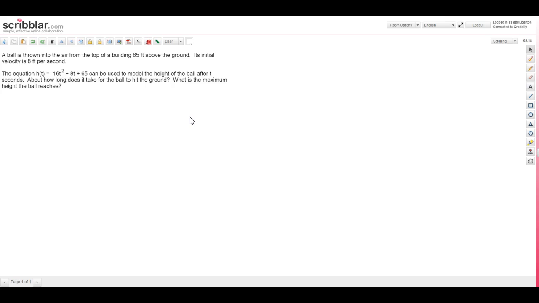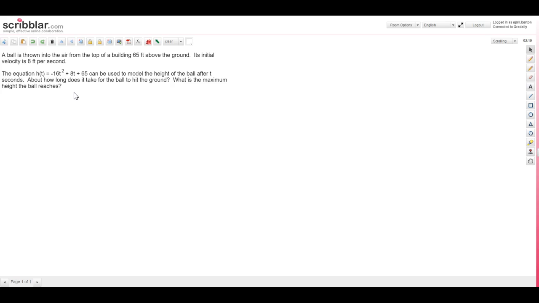So this question says a ball is thrown into the air from the top of a building 65 feet above the ground. Its initial velocity is 8 feet per second. The equation h of t equals negative 16t squared plus 8t plus 65 can be used to model the height of the ball after t seconds. About how long does it take for the ball to hit the ground? What is the maximum height the ball reaches?